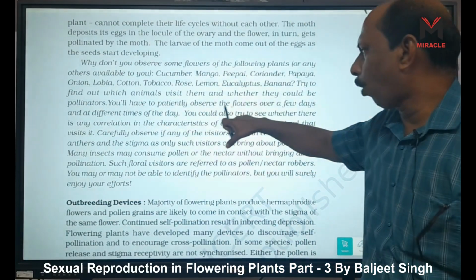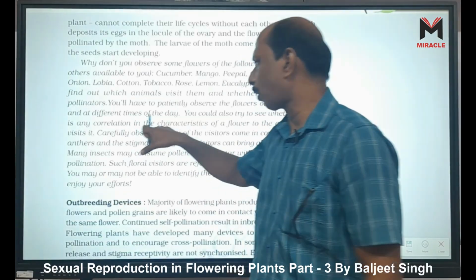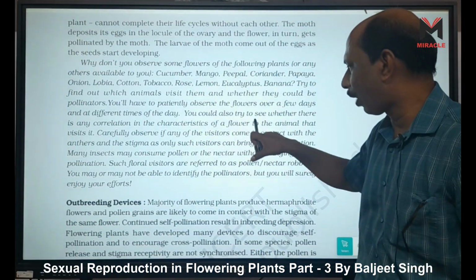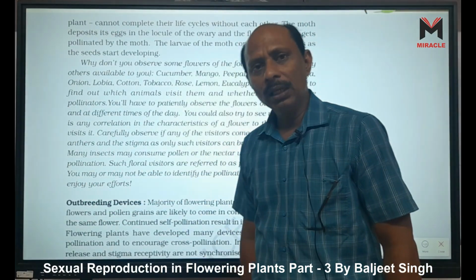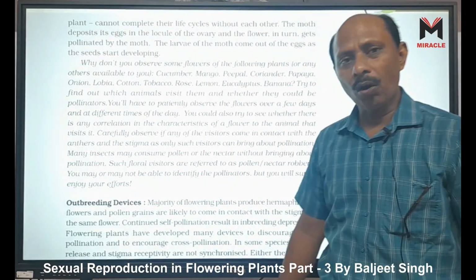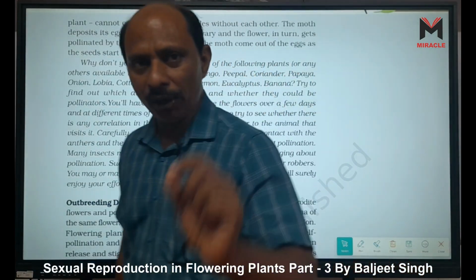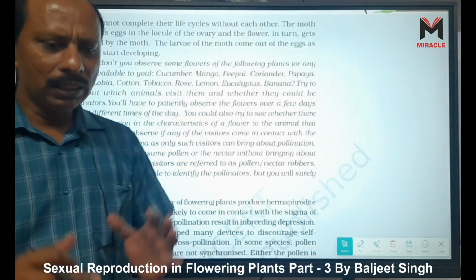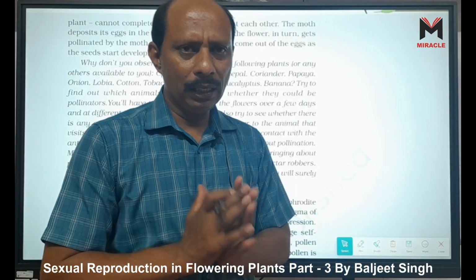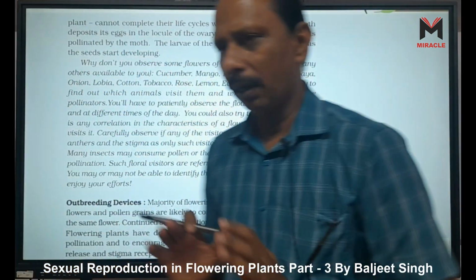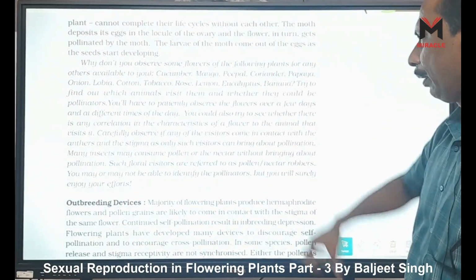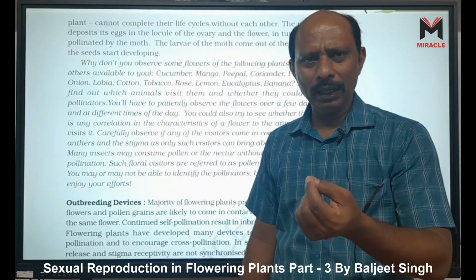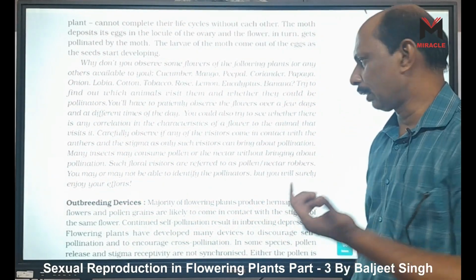You will have to patiently observe the flower over a few days and at different times of the day. You could also try to see whether there is any correlation in the characteristics of a flower to the animal that visits it. In some cases, like in fig, we understand only a wasp can enter the inflorescence, because in ficus species they have a special inflorescence called hypanthodium, right? This is a cup-like structure, specific only for wasps. And in mango only ants can reach there, because the flowers are very small.